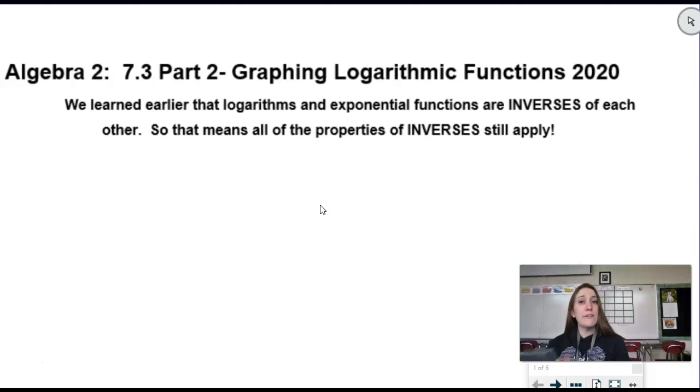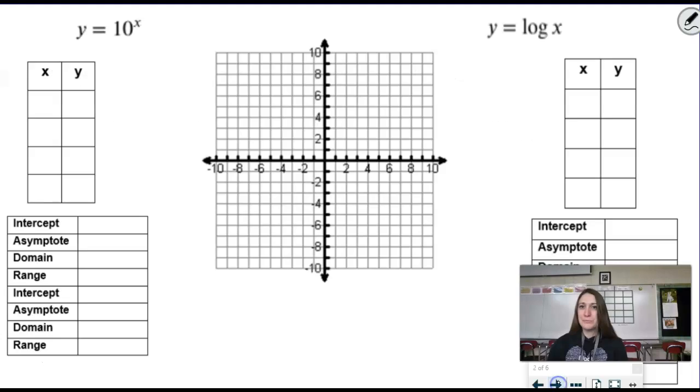And I know usually our first idea for graphing is to grab a graphing calculator and go to town. It's not a good idea today because while your graphing calculator is amazing, it does a horrible job of graphing logarithms. So we'll talk about why later on.